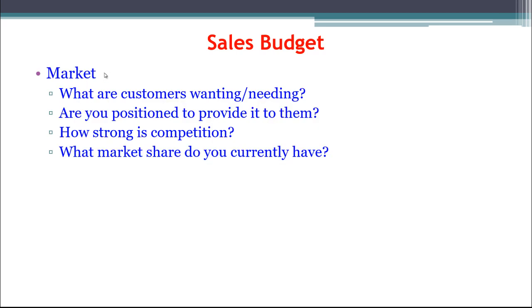So now the sales. To identify the number of units and the price per unit, we need to know what the customers want, what they need, and what they'll pay for it. Are we positioned to provide that service or that product to them? How strong is the competition? Because that has a direct impact on price. In many cases, there's price pressure. And of course, what market share do we currently have? And are we willing to potentially lose some of that by keeping our prices steady? Those are all the things we need to consider when looking at the sales budget.